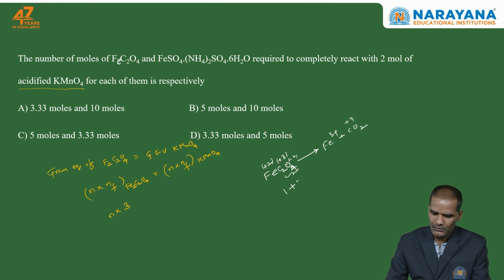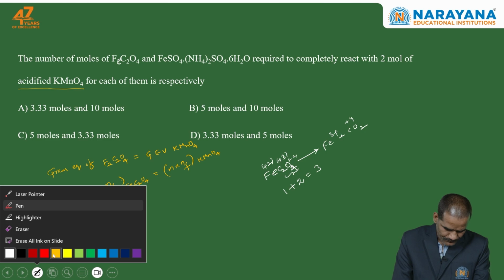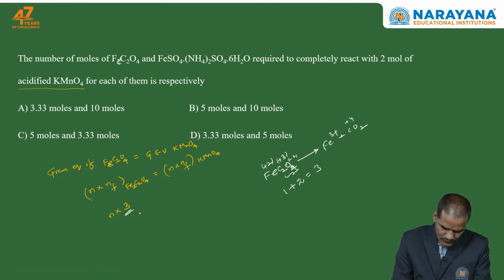For 2 carbons, the total oxidation state change is 2. So the overall oxidation state change, with respect to iron and carbon together, is 3. Hence the N factor for ferrous oxalate is 3. So here, this is FeC2O4.